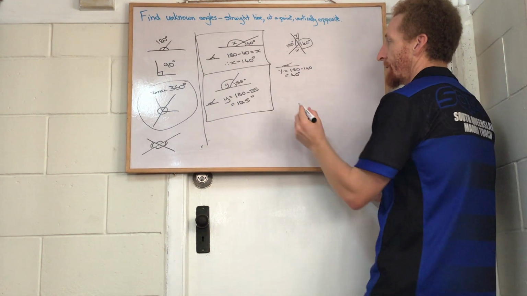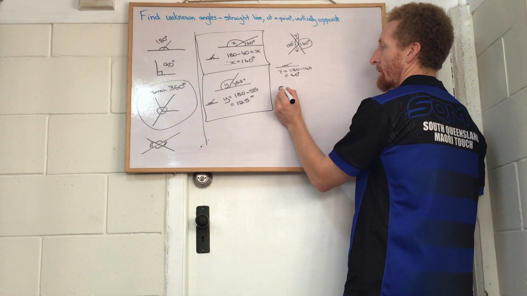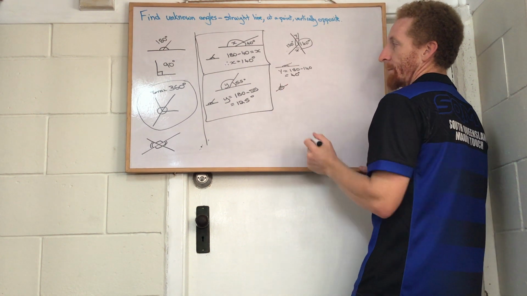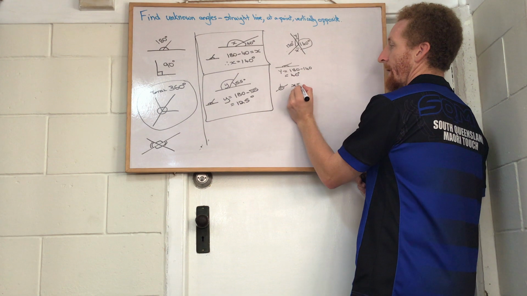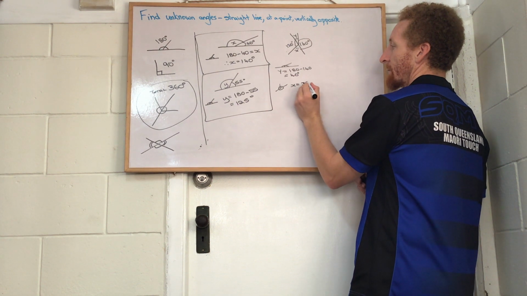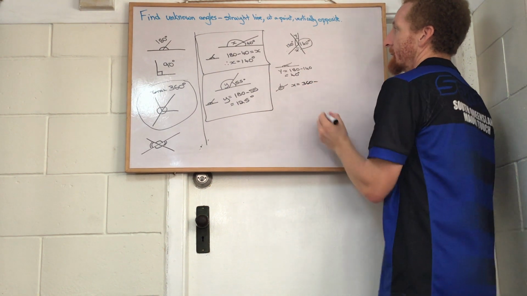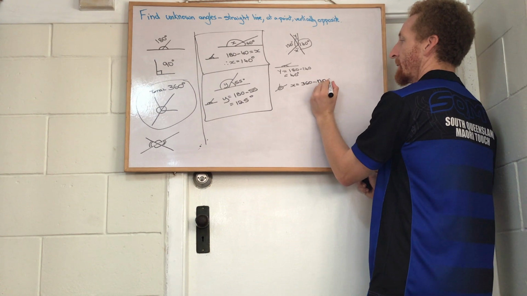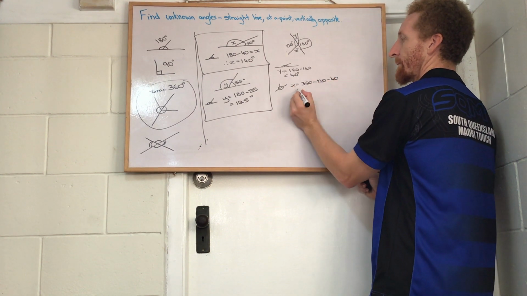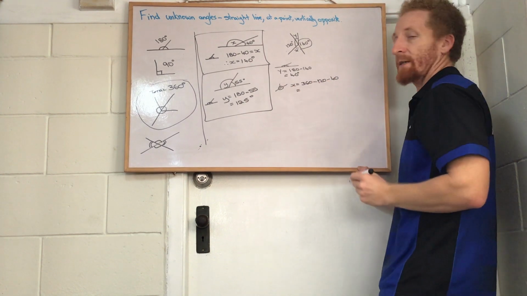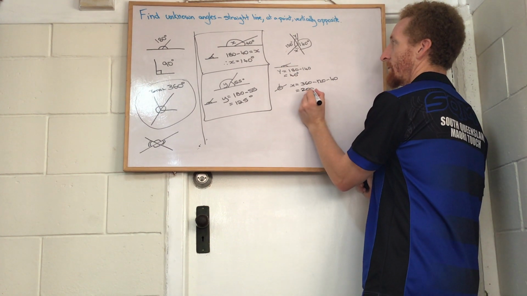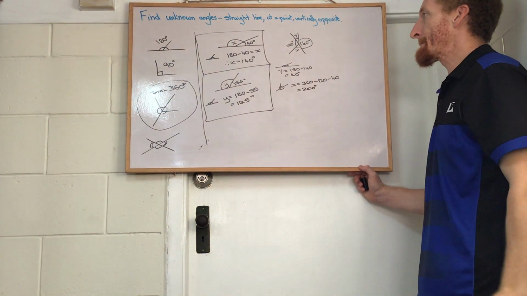And then if we wanted to, we could use angles at a point. X equals 360 minus 120 minus the 40. So that's 160, so that would mean x would equal 200 degrees.